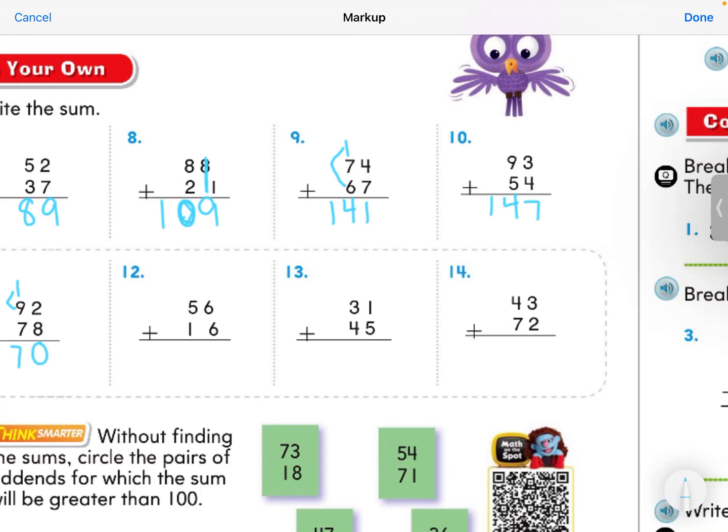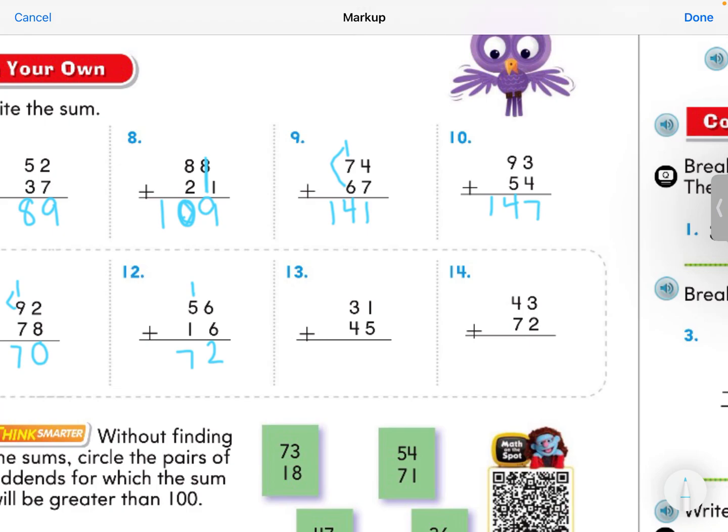Number 12, 56 plus 16. Add my ones. 6 plus 6, that's a double stack. That's easy for me. 6 plus 6 is 12. I'm going to add my tens. 1 plus 5 plus 1 is 7, or 10 plus 50 is 60. 60 plus 10 more is 70. So my answer would be 72.